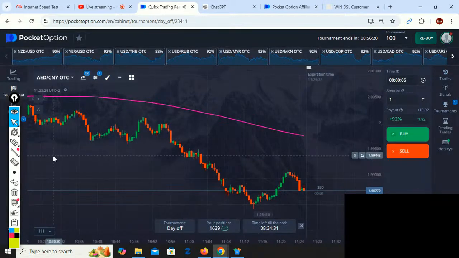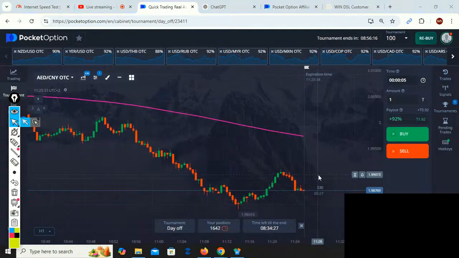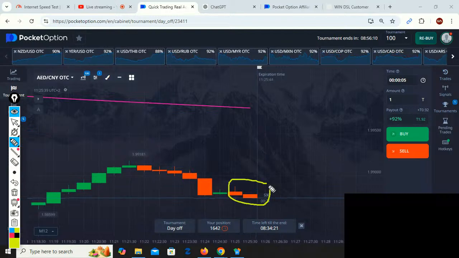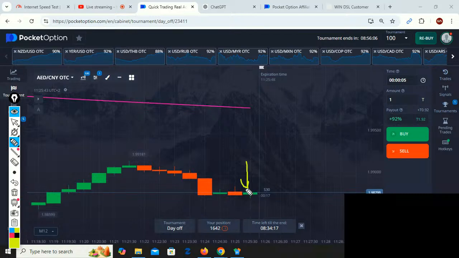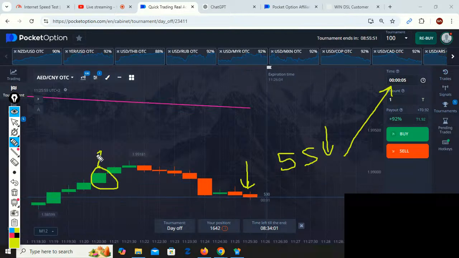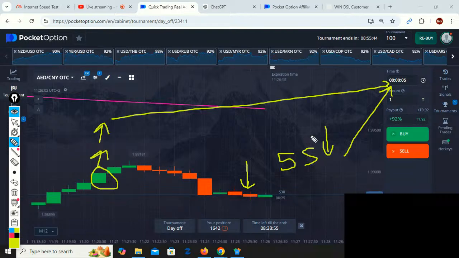Now the rules of the strategy. First things first, the first rule is when you see a new candle open, new 30 seconds candle opening, and the first 5 seconds are red, you go for a sell for 5 seconds expiry. If the first 5 seconds, for example, let's say this case, are green, you go for a buy for 5 seconds expiry. Now that is the initial rules of the strategy as it was suggested to me.